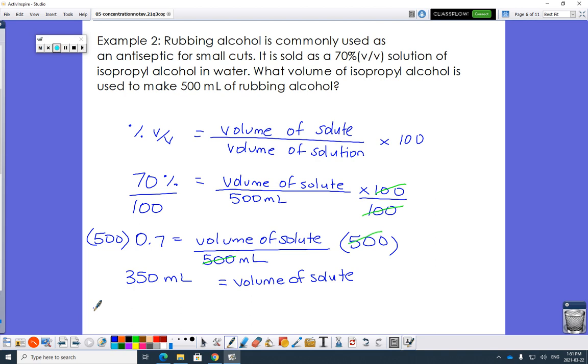With these percentage ones, you might have even thought to yourself, aren't we just finding what 70% of 500 is? Basically, yes, that's what you're doing. With the percent calculations, they are on purpose meant to be very, very straightforward, so that if somebody is at the drugstore trying to buy rubbing alcohol, they understand that 70% is reasonably concentrated versus like 5% or 10%.